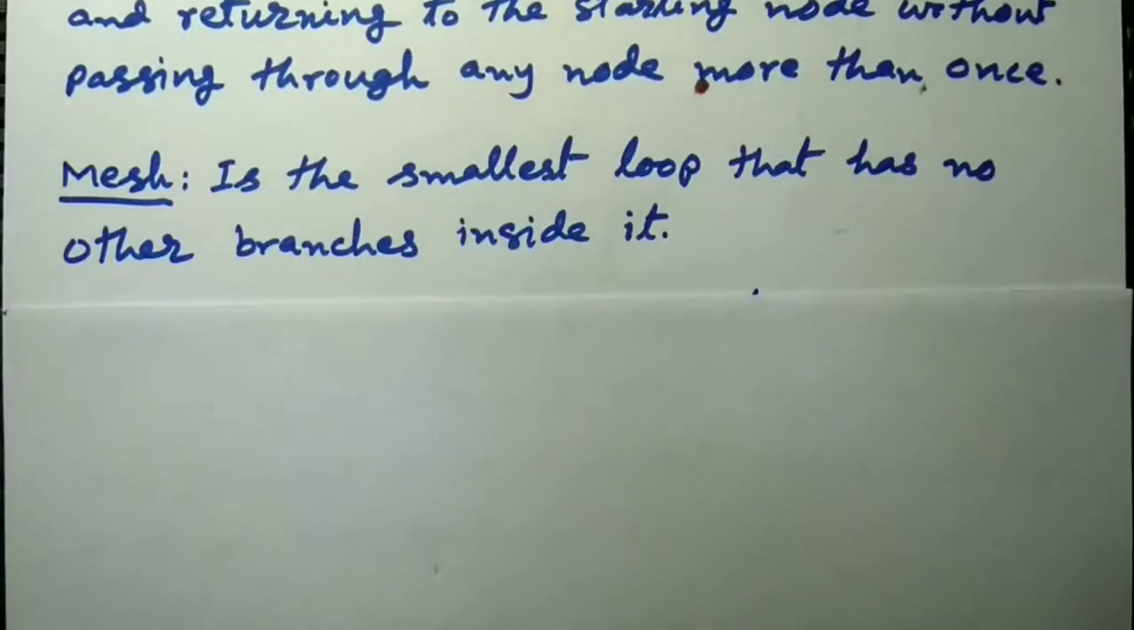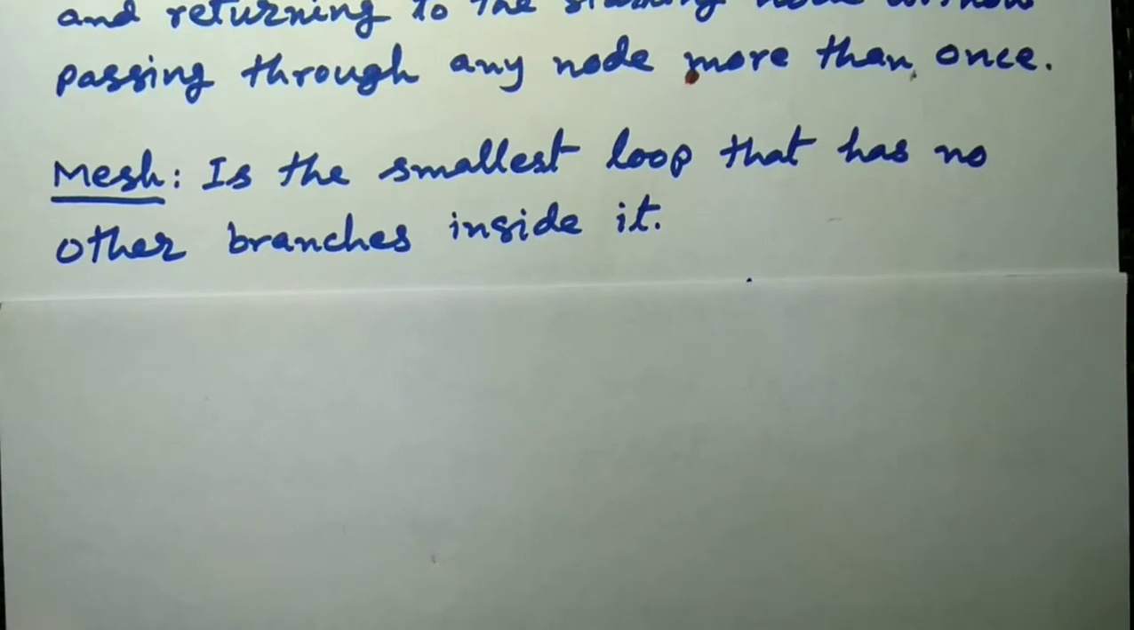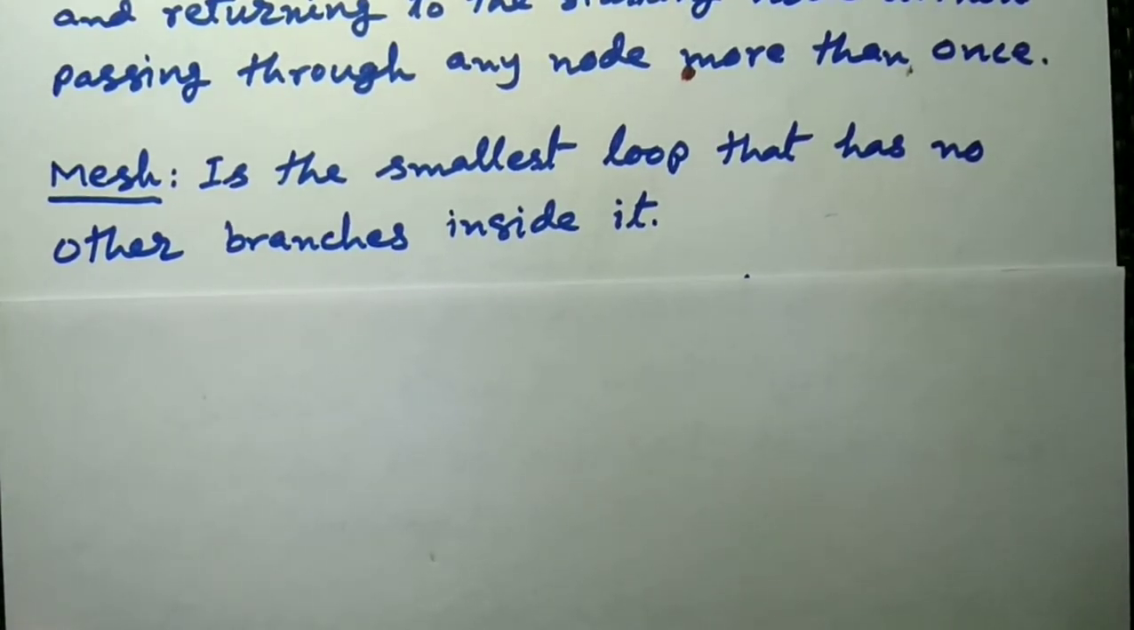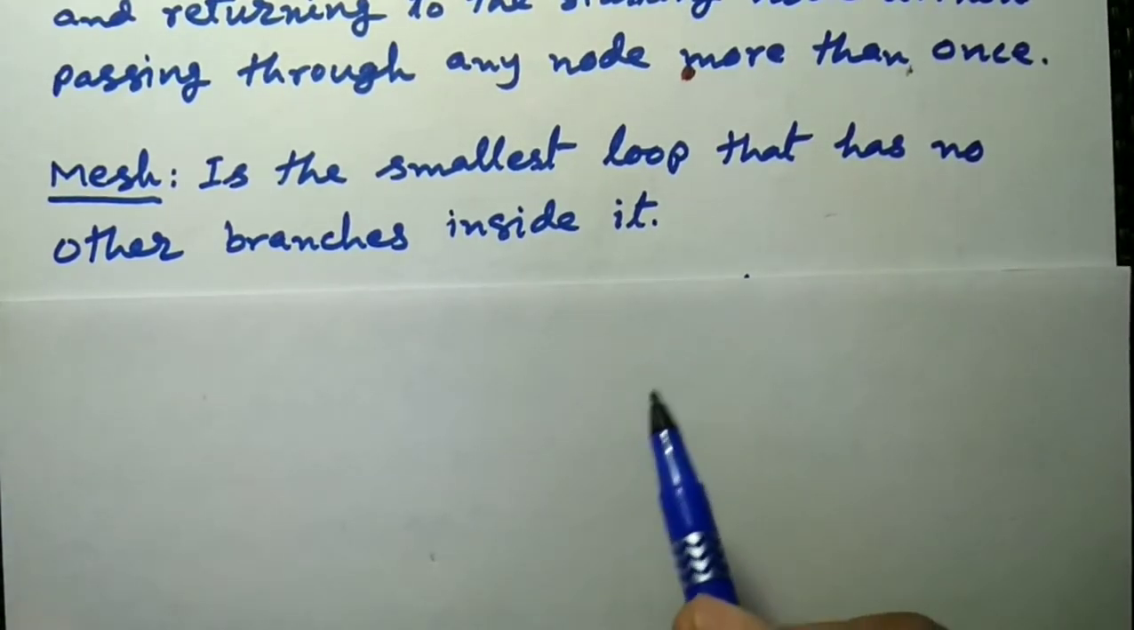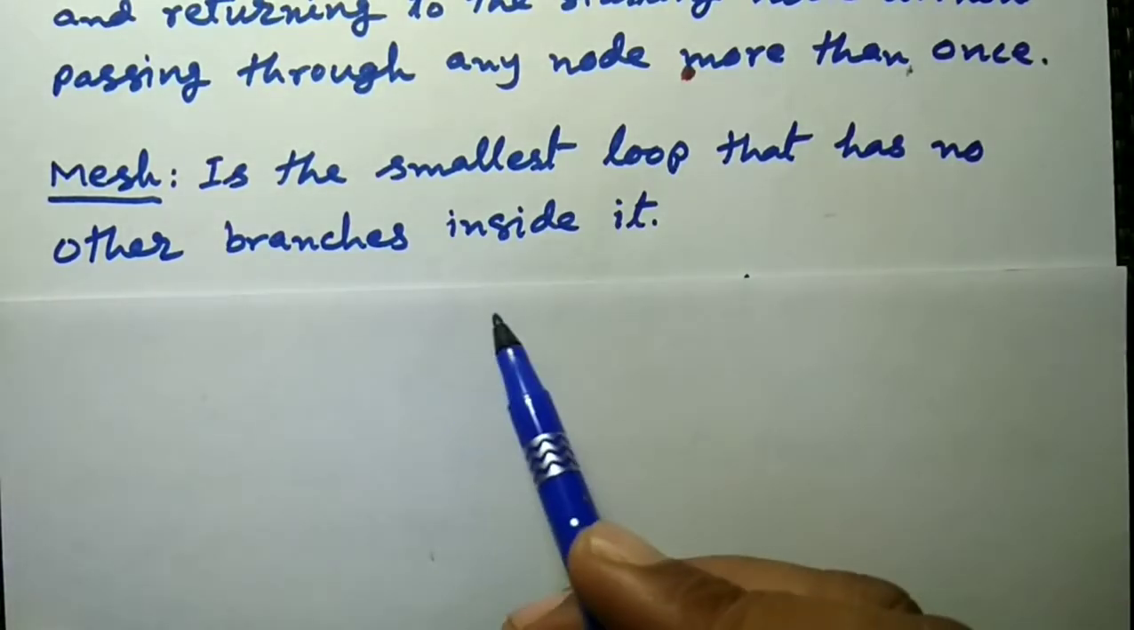The second definition is called mesh. A mesh is the smallest closed path, or it can be considered as the smallest loop of the circuit, that has no other branches inside it.